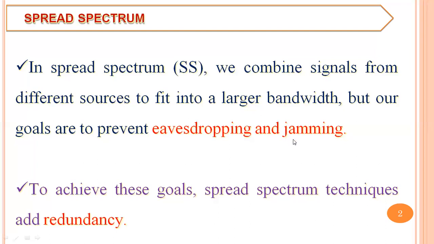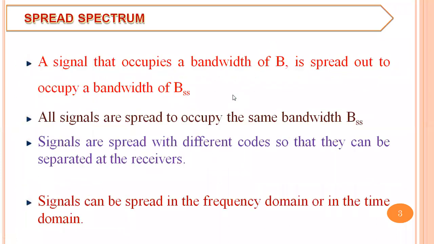then there is jamming. If jamming is there, that means the signals will not reach the receivers at a particular or specific time. So our goal is to combine the signals as well as to prevent eavesdropping and jamming. To achieve these goals, spread spectrum techniques are used, using redundancy.